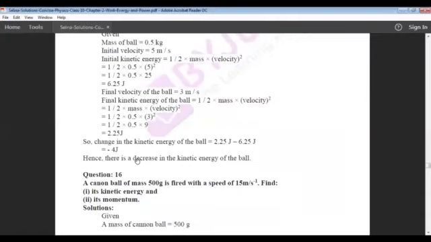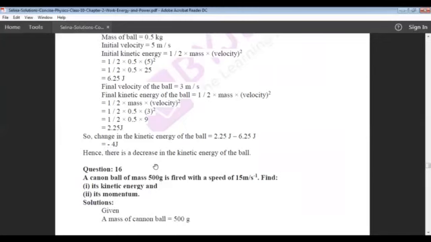So definitely there will be a change in the kinetic energy, a decrease in the kinetic energy, and that will be minus 4 joules. You are taking the difference here. This negative sign indicates that there is a decrease in the kinetic energy of the ball.